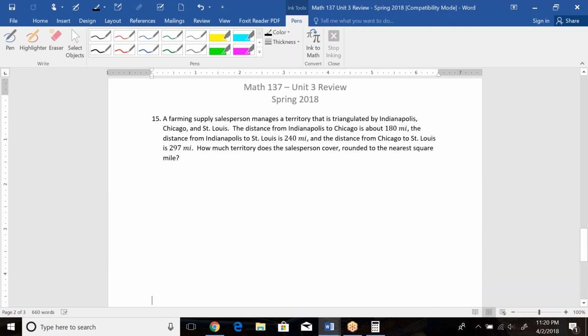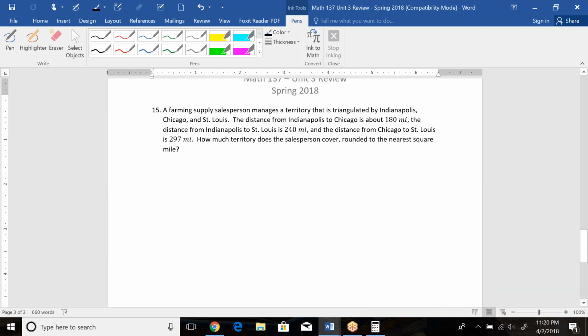Okay, let's look at number 15. It says a farming supply salesperson manages a territory that is triangulated by Indianapolis, Chicago, and St. Louis. So St. Louis is down here, Chicago is north of that, and Indianapolis is over here to the east. Doesn't matter if it's drawn perfectly to scale.